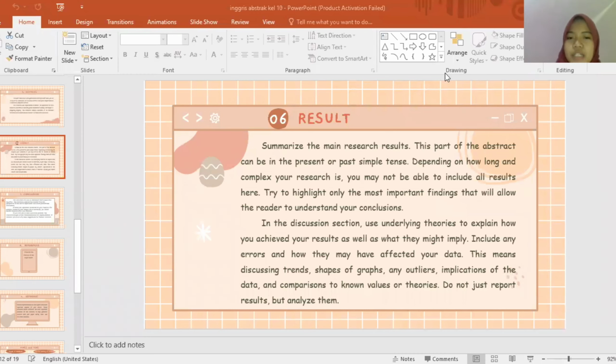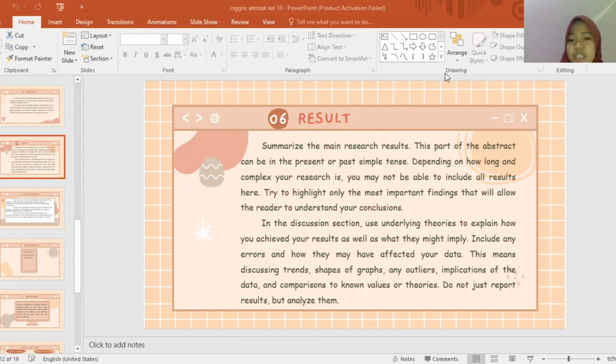Number 6 is result. Summarize the main result. This part of the abstract can be in the present or past simple tense, depending on how long and complex your research is. You may not be able to include every result here. Try to highlight the most important findings that will allow readers to understand your conclusion.